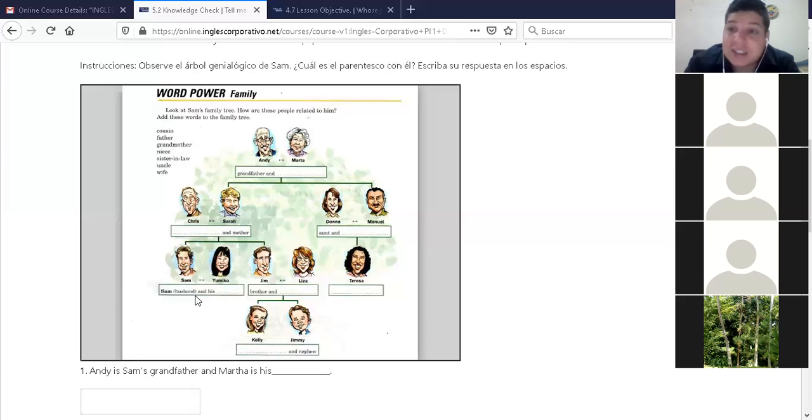Quiero ver prima. Cousin. Exacto. La pronunciación un poquito vibrada. Cousin. Sobrino. Nephew. Exactly. Say it with me, please. Nephew. Sobrina. Niece. Ajá. Good, good. Pero está bueno. Eso es lo que me gusta, que practiquen. Y si se van a equivocar, lo hicieron practicando. Está muy bien. All right, very good.